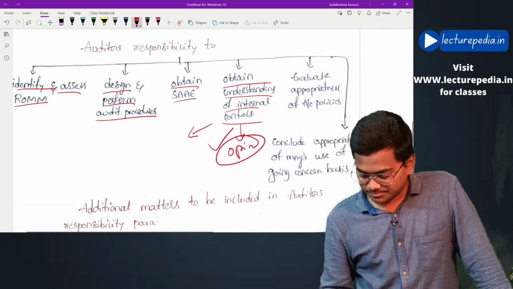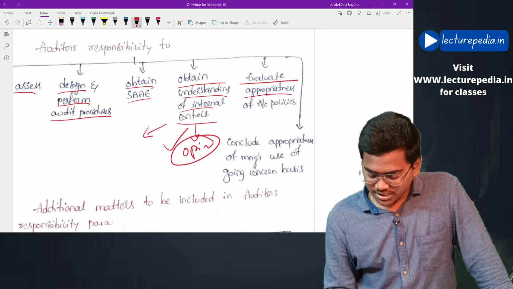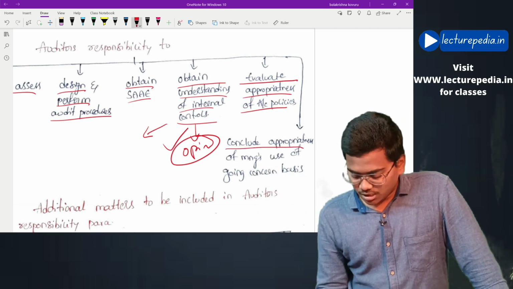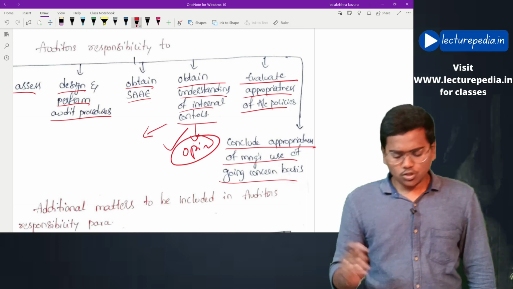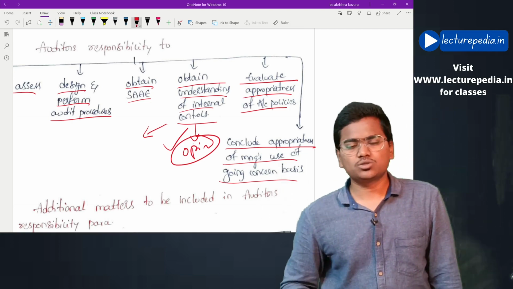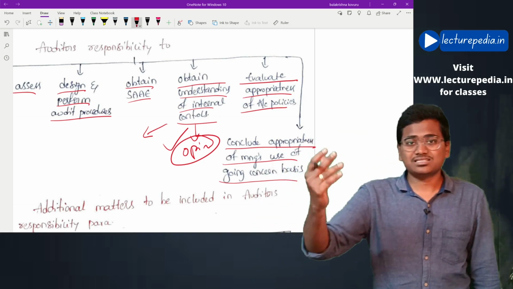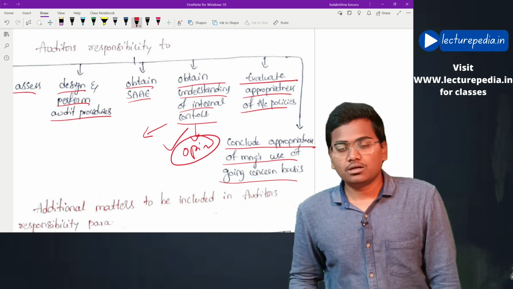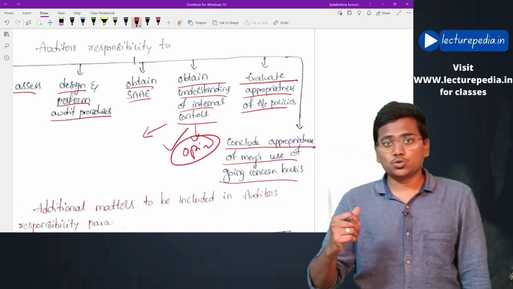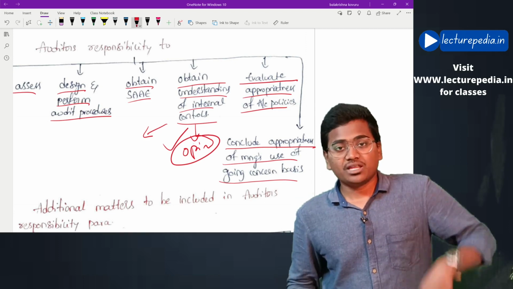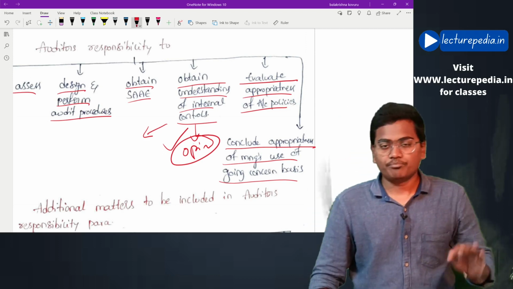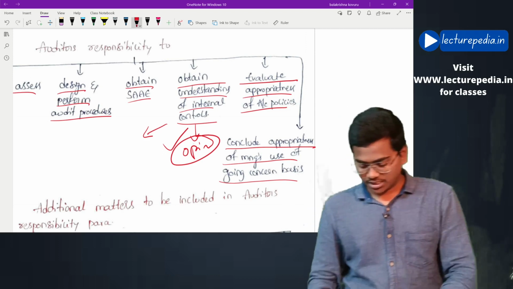Hope this is clear. Next, evaluate appropriateness of accounting policies that the entity has used and conclude appropriateness of management's use of going concern assumption. Okay, in the management responsibility paragraph, we have said that management is responsible for assessing the going concern assumption of the entity. Now in this auditor's responsibility statement, auditor has to determine whether management's use of going concern assumption is appropriate or not. Okay, that will also be the responsibility of the auditor.